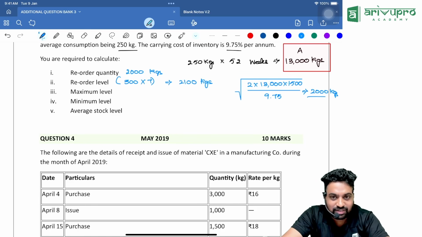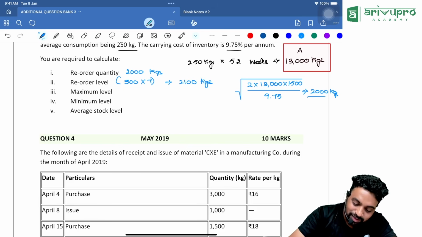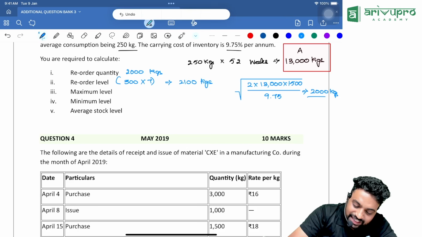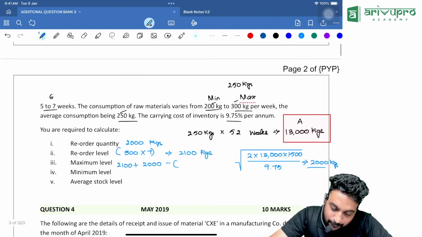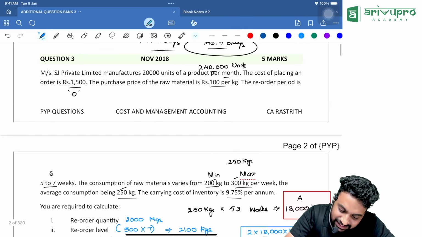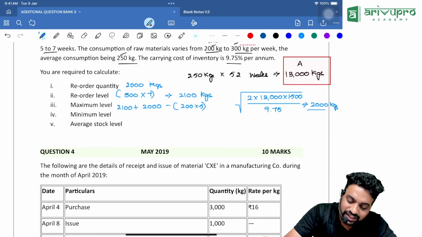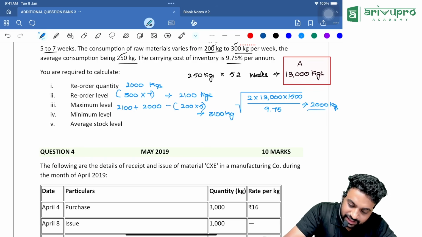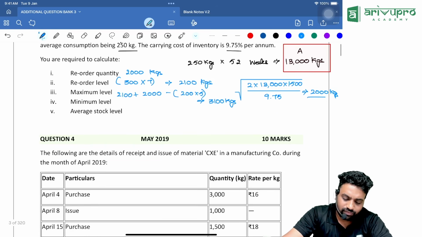Okay? Now, guys, maximum level, what is the formula, guys? ROL, we know that is 2100. ROQ 2000 minus minimum into minimum. Minimum is 200. Minimum reorder period is how many weeks? 5 weeks. So that is 4100 minus 1000, 3100 kgs. Next is minimum level.